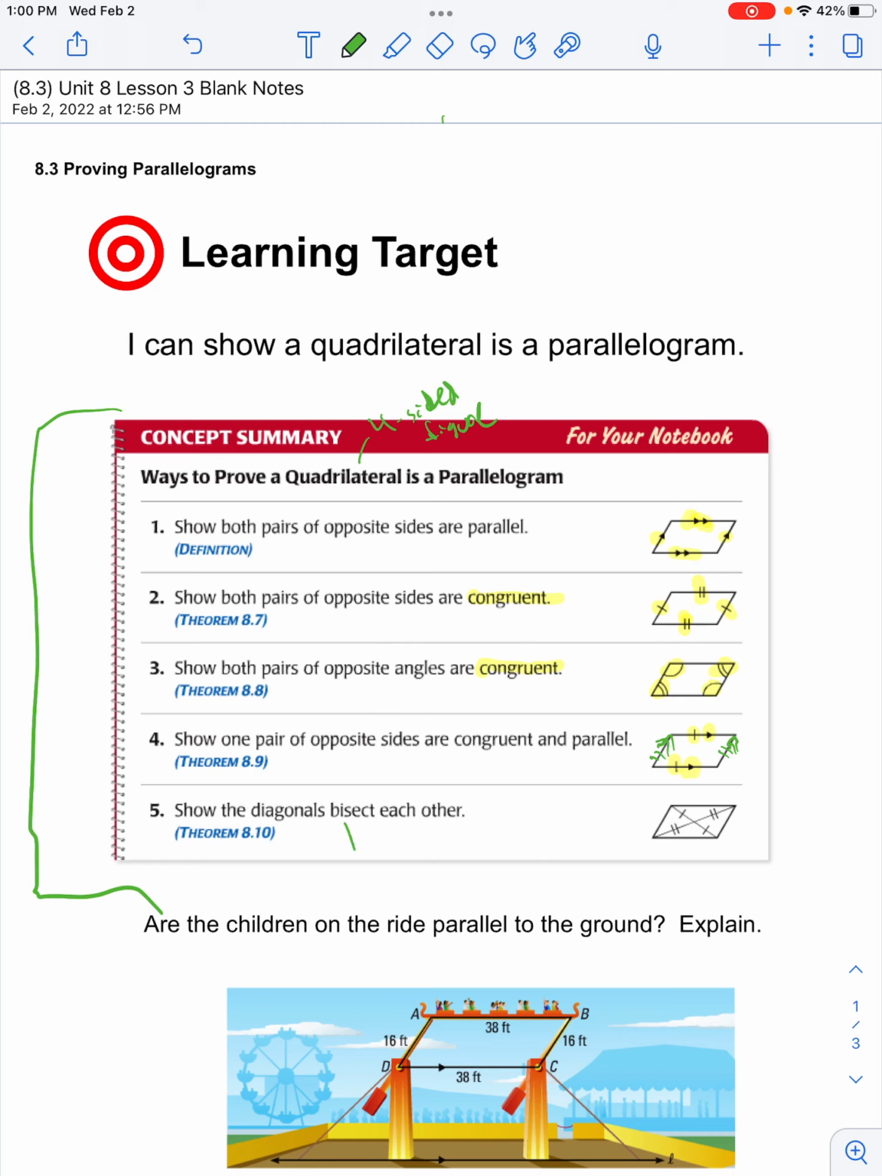And fifth, show the diagonals bisect. Bisect means cut in half of each other. So we can see this line is equal to this line, and this line is equal to this line. The diagonals are created by going from the vertex to the opposite vertex. You can't go to an adjacent vertex, you have to go opposite.